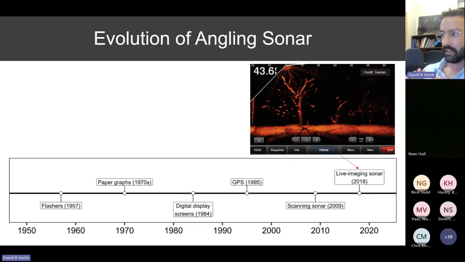I think there are definitely a few live imaging sonar devices in the market, but Garmin LiveScope is the most popular. And with live imaging sonar, anglers have the ability to pinpoint individual fish locations and watch as that fish reacts to the presence of bait or lures in ways that you couldn't do previously with scanning sonar or any of these other iterations of angling sonar.